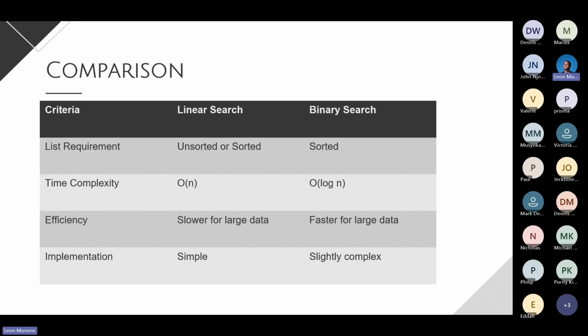Now, it's good to compare linear and binary search so you can know where to use them and where not to use them. So, first of all, linear search. As we said, it can work on both unsorted and sorted lists, but binary search can only work on sorted ones. Note that. Time complexity, don't worry about it for now.